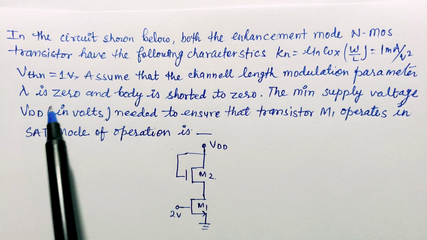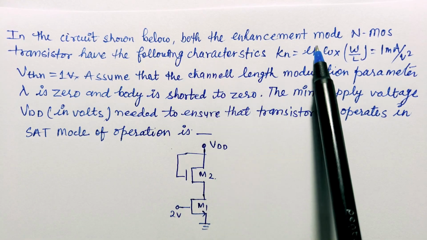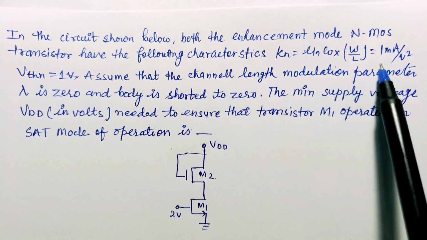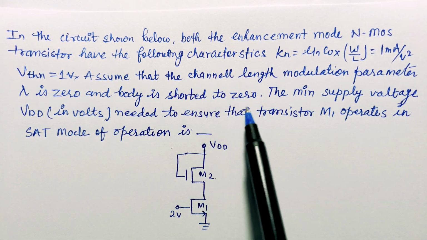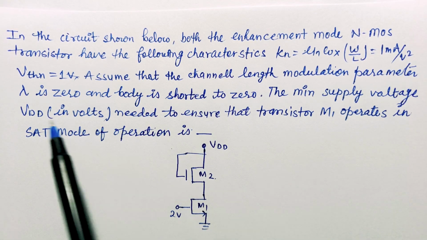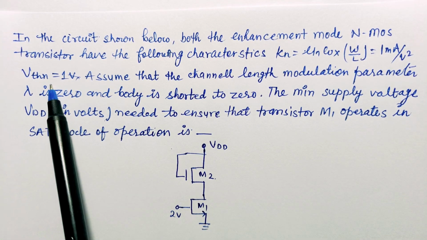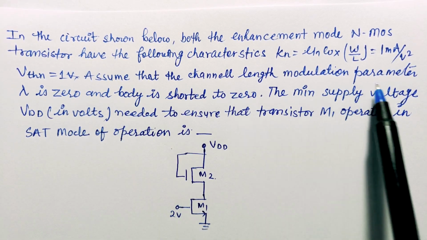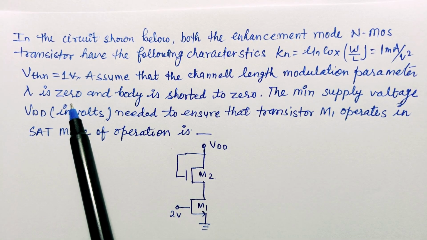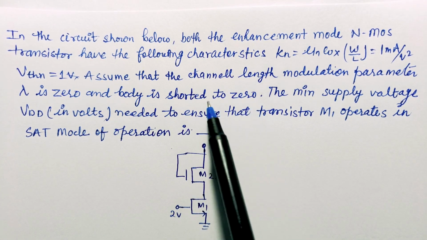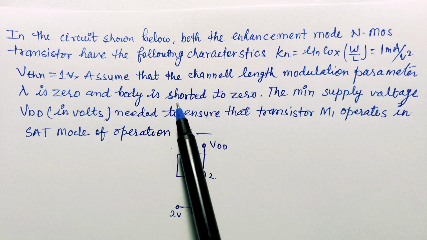In this question, it is said that in the circuit shown below, both the enhancement mode NMOS transistors have the following characteristics. Kn value is 1 milliampere per volt square. So the Kn value for these two NMOS transistors is given as 1 milliampere per volt square, and the threshold voltage of these NMOS transistors is given as 1 volt. Assume that the channel length modulation parameter lambda is 0. Lambda value is given as 0 in this question, and the body is shorted to 0, so the body voltage VB is given as 0.